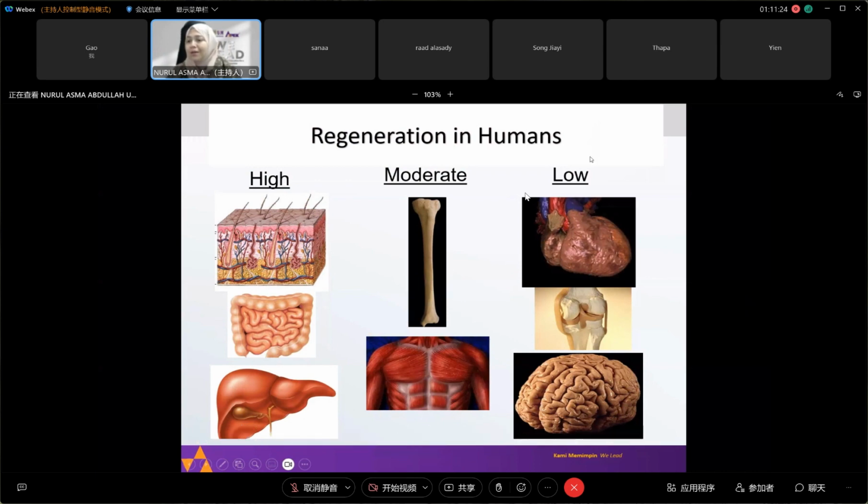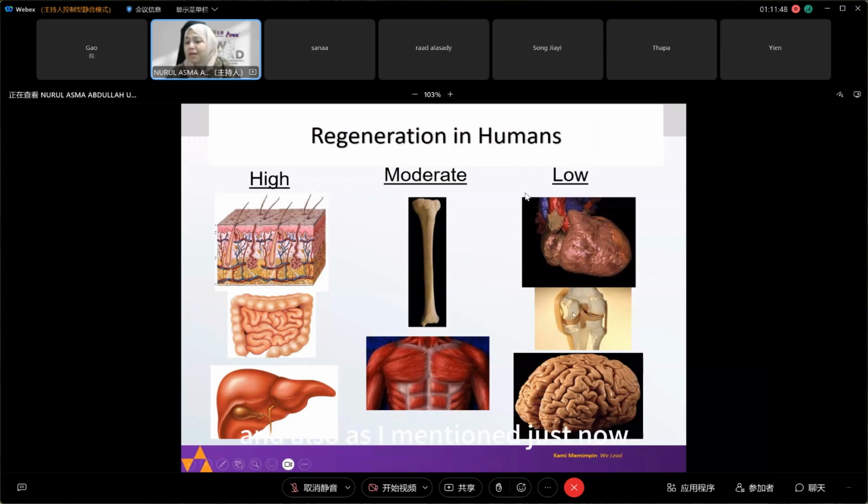The low regeneration capacity tissue in our body is the heart. If you have an infarction, where your heart tissue died because of the infarction, most of the time there is no turning back.